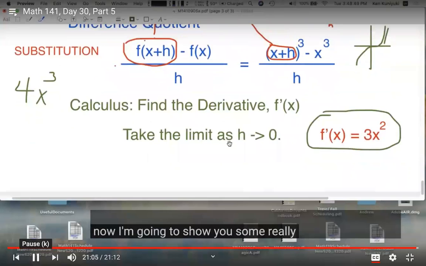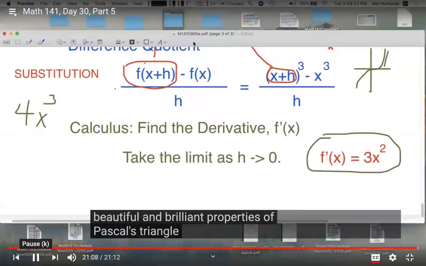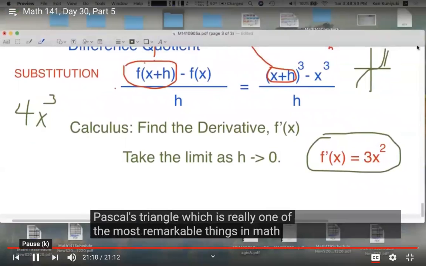Now I'm going to show you some really beautiful and brilliant properties of Pascal's triangle, which is really one of the most remarkable things in math. We'll save that to the end of the class, actually. We'll get to the business with ellipses after the break.